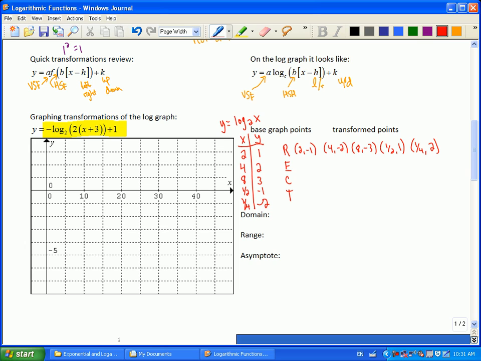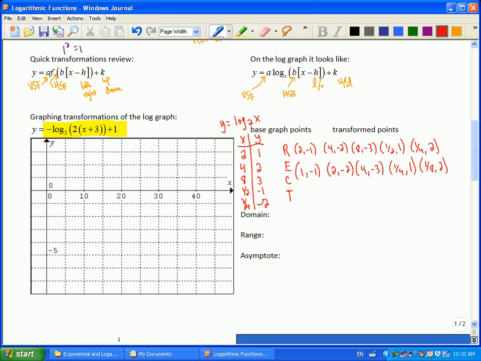Okay, so reflection's done. How about expansions or compressions? Are there any on this graph to deal with? Horizontal, and how much? Good. So that'll be (1, -1), (2, -2), (4, -3), (1/4, 1), and (1/8, 2).